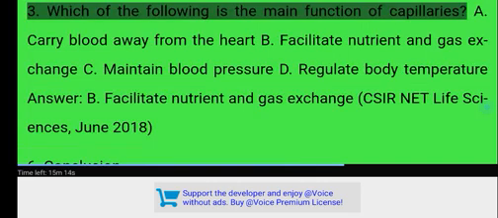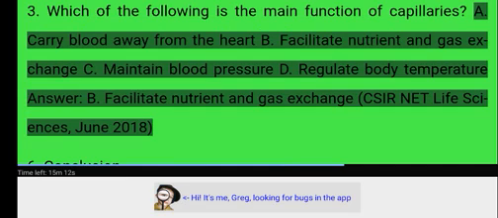3. Which of the following is the main function of capillaries? A. Carry blood away from the heart. B. Facilitate nutrient and gas exchange. C. Maintain blood pressure. D. Regulate body temperature. Answer: B. Facilitate nutrient and gas exchange. CSIR NET Life Sciences, June 2018.